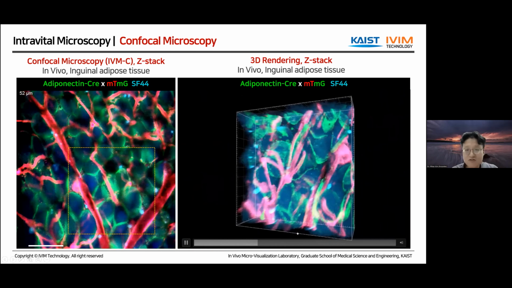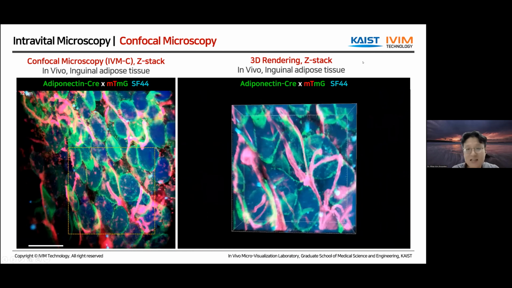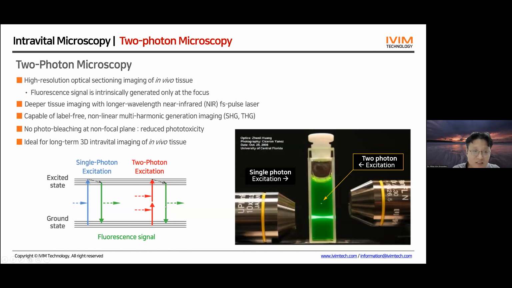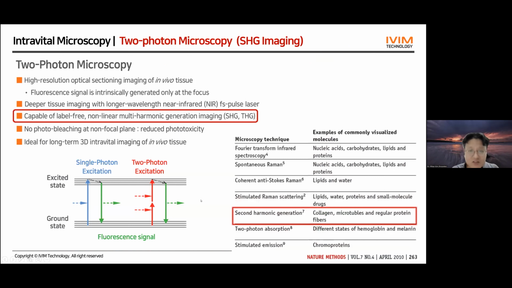And later, we can make it as 3D rendered data using this Z-stack imaging data. The two-photon microscope is another technique. It uses longer wavelength, near-infrared femtosecond pulse laser, so it can penetrate more. And it can also do Z-stack imaging like the confocal imaging. In addition, this two-photon microscope can detect the SHG signal, the second harmonic generation signal, generated from the collagen and other regular protein fibers in the mouse model without any additional labeling. So this is a label-free imaging technique.